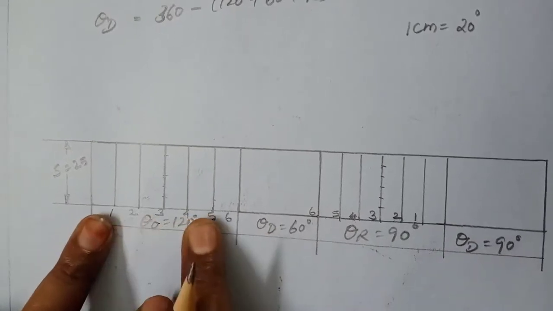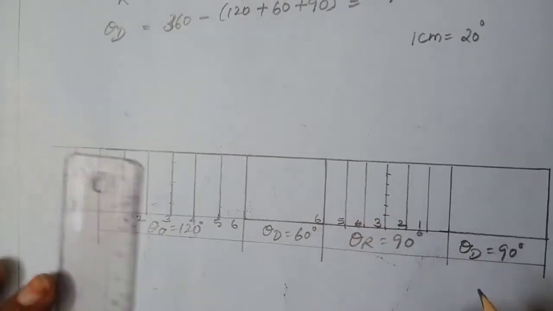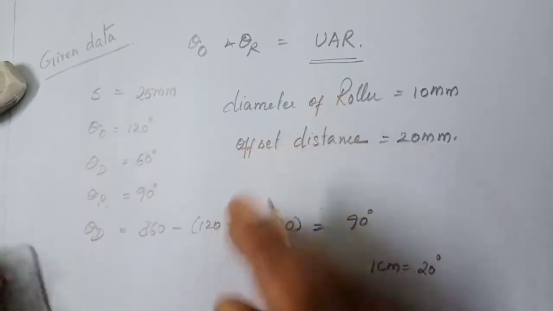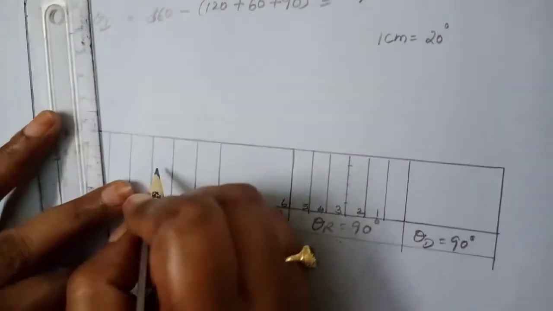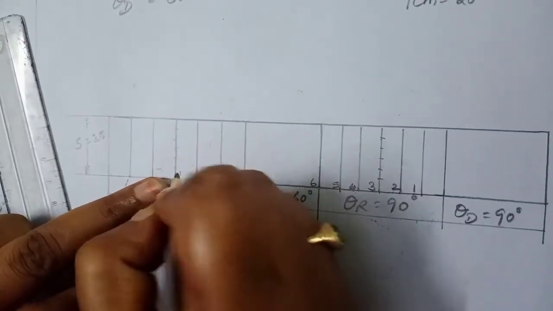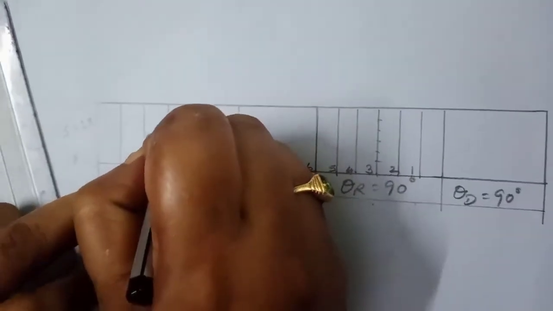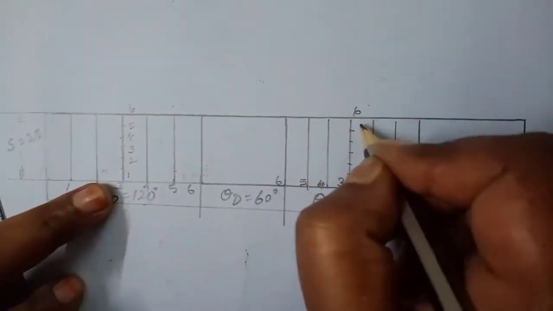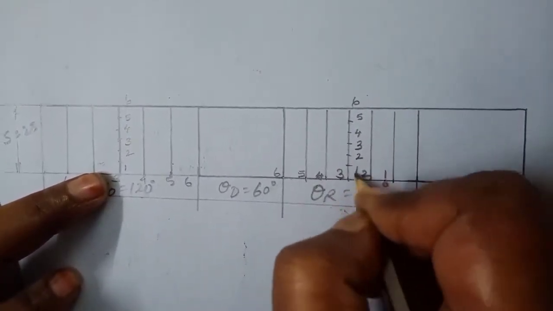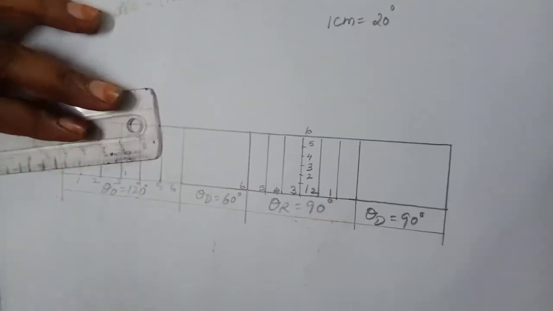I have divided the outstroke as well as the return stroke into 6 equal parts. This is uniform acceleration and retardation. So you have to divide the middle line into 6 equal parts and number them 1, 2, 3, 4, 5, 6. In the same way here also 6, 5, because both strokes have the same type of motion. This is the first time both the motions are in the same category.